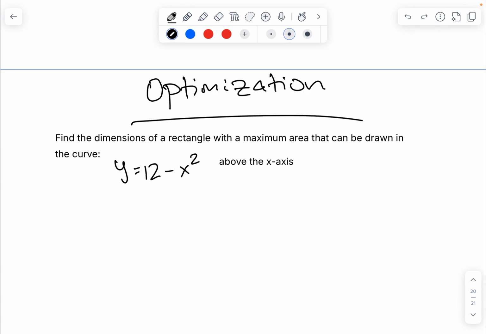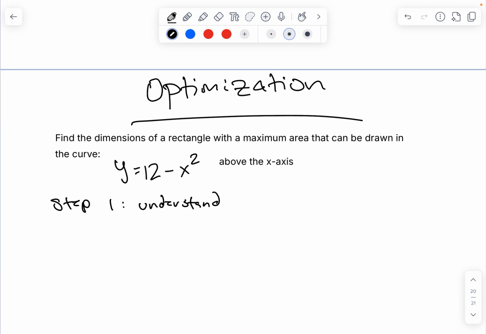Find the dimensions of a rectangle with the maximum area that can be drawn in the curve y is equal to 12 minus x squared above the x-axis. So, step one, what is going on, right? Let's understand the problem. We are trying to draw a rectangle with the maximum area under a curve. So, let's break it down.